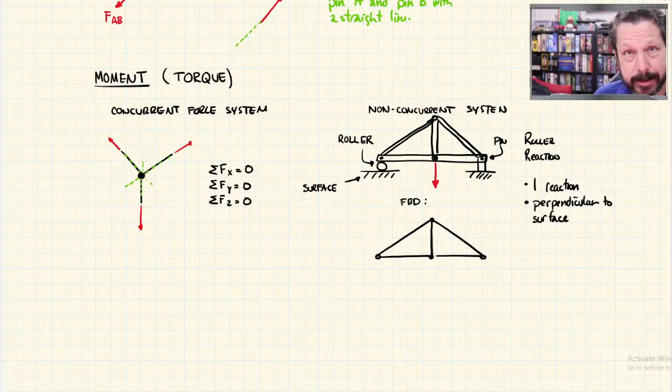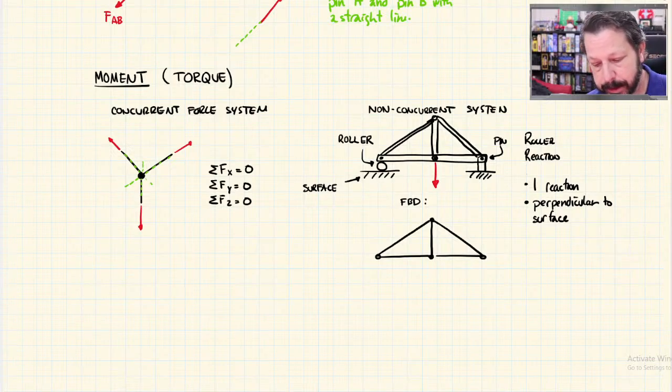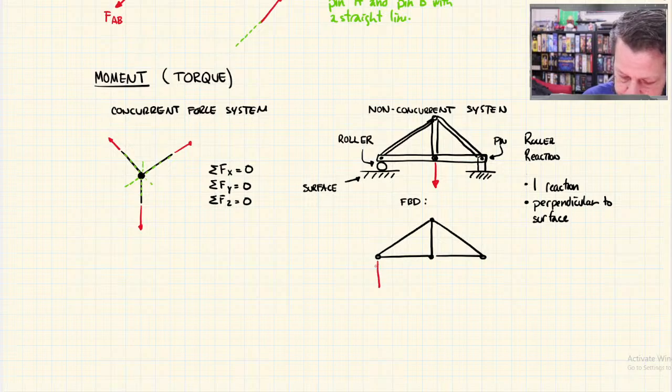I have replaced all the reactions that it was connected to the world. It was connected to the roller. It was connected to the pin. But I've set it free now. It's a free body. So I have to replace those connections with forces. So the roller has one force that is perpendicular to the surface it's rolling on. So that would look like this.